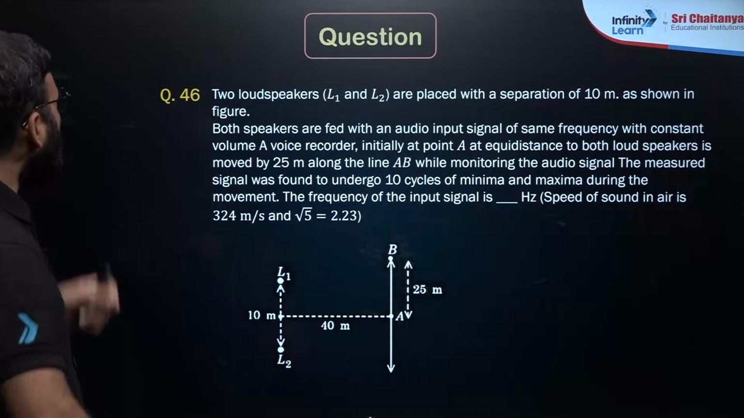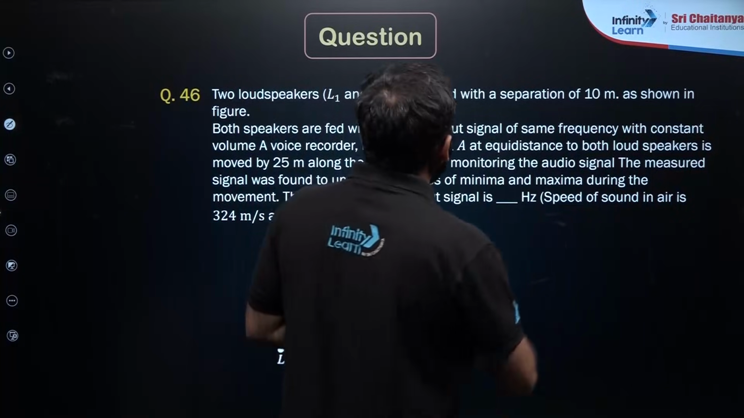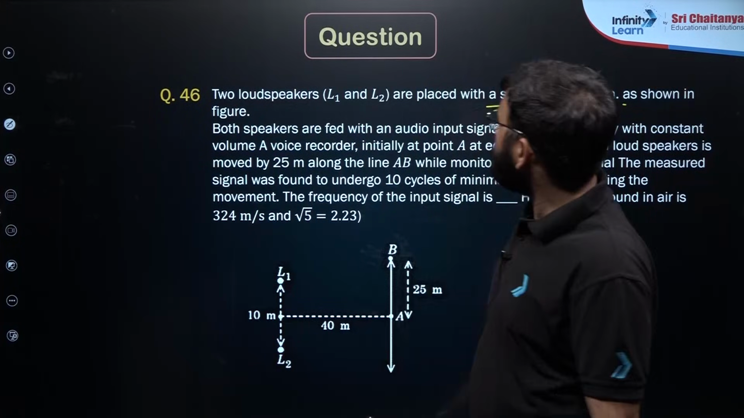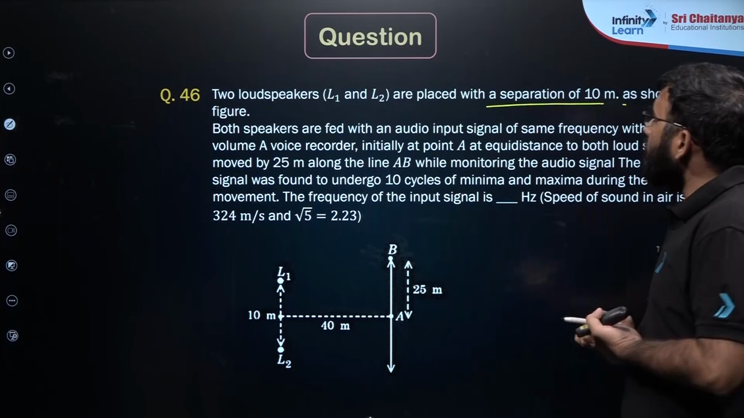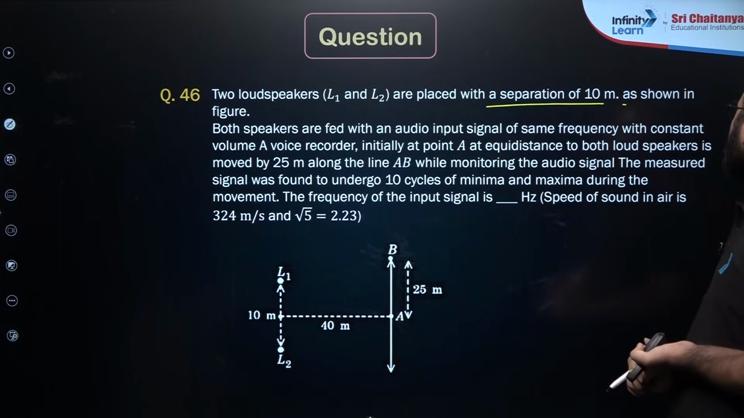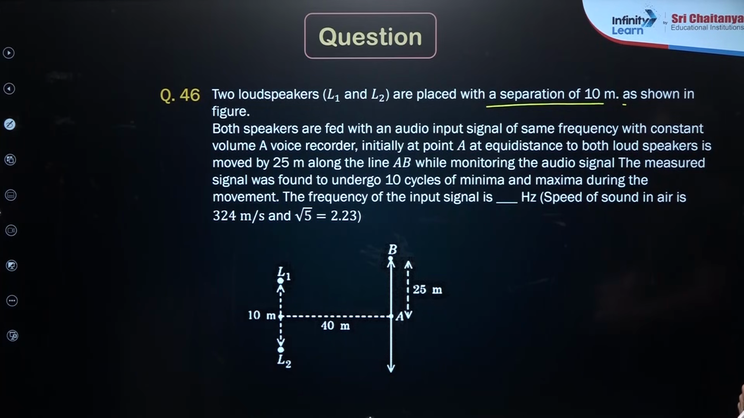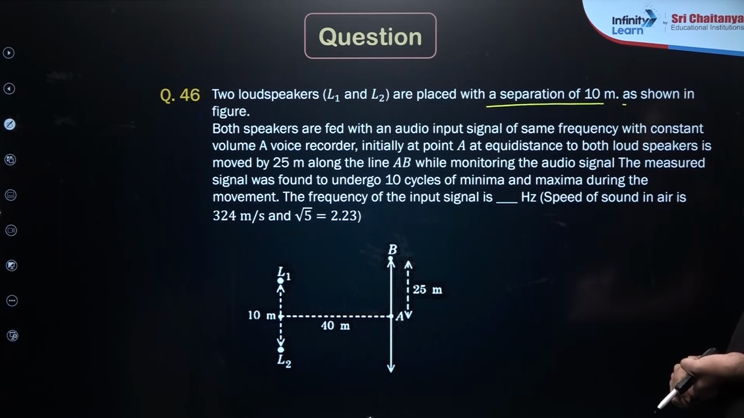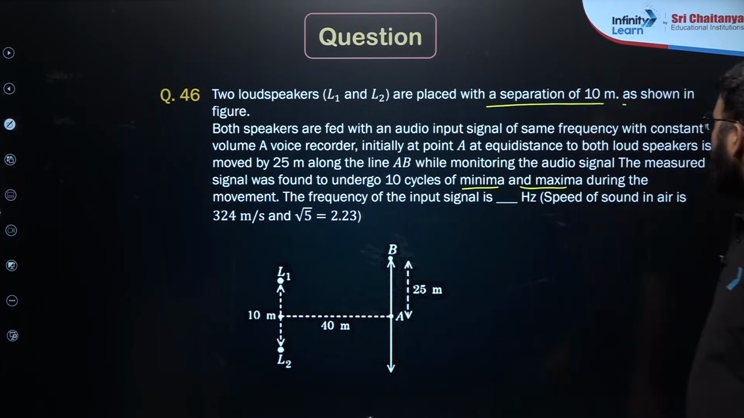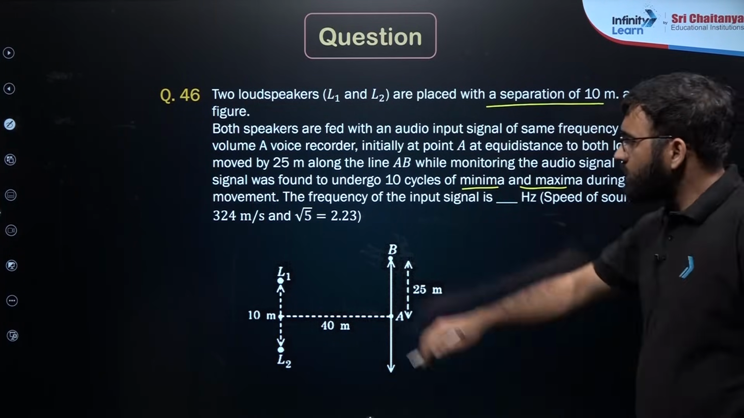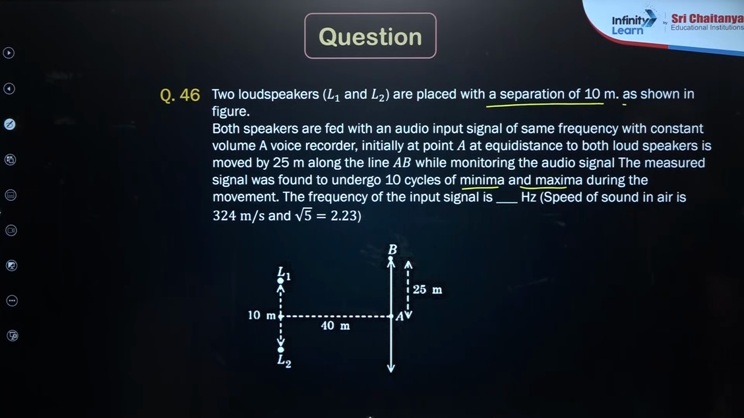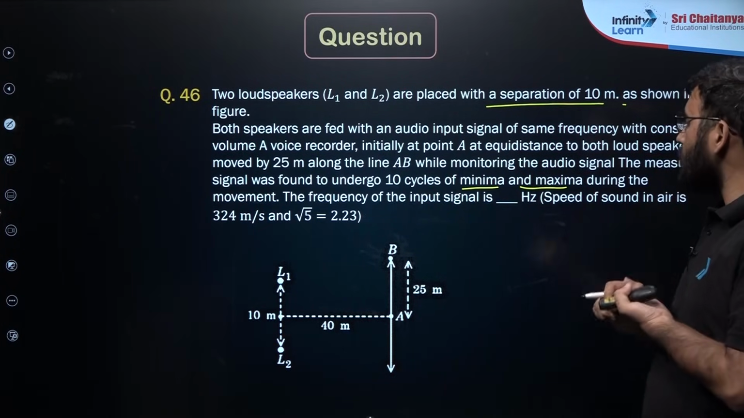Next question. Two loudspeakers L1 and L2 are placed with a separation of 10 meters, as shown in the figure. Both speakers are fed with an audio input signal of the same frequency and constant volume. A voice recorder initially at point A, equidistant from both loudspeakers, records a signal found to go through 10 cycles of maximum and minimum during the movement. So the frequency of the input signal is in hertz.